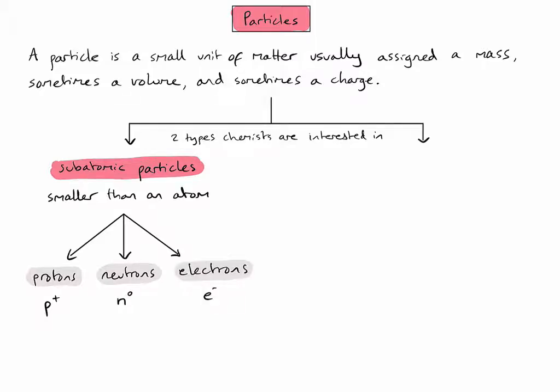A fourth useful subatomic particle to know about is a photon, and in a few topics you'll come across photons as particles of electromagnetic radiation or light.